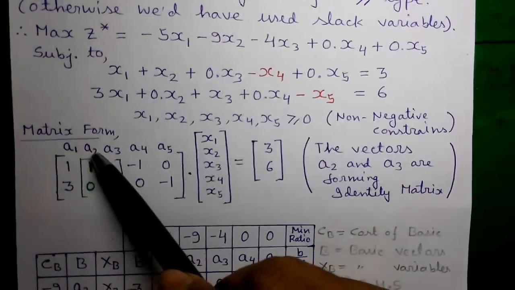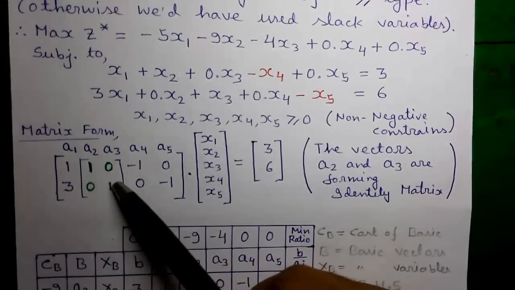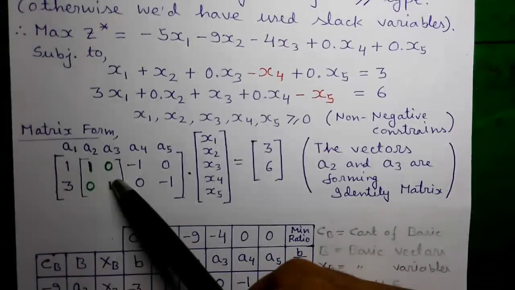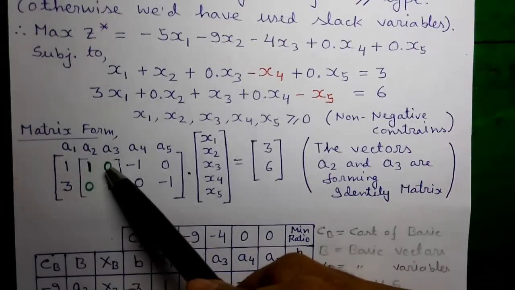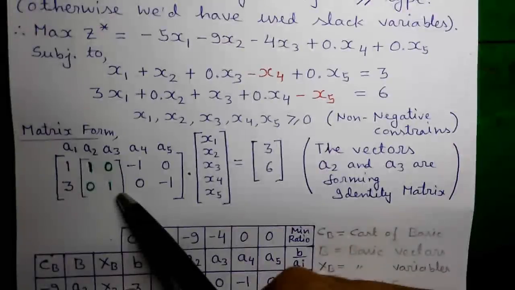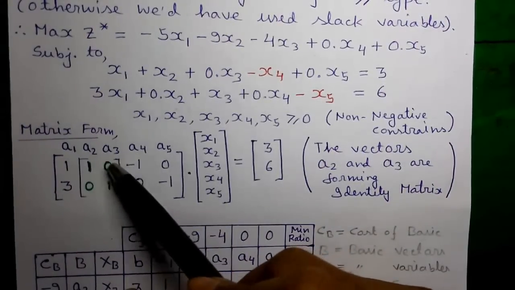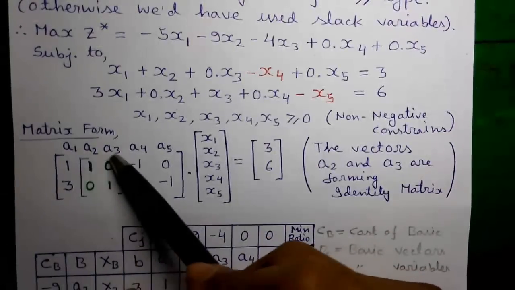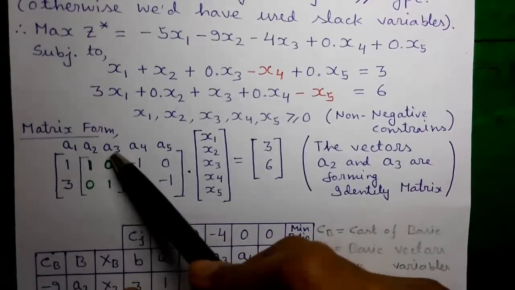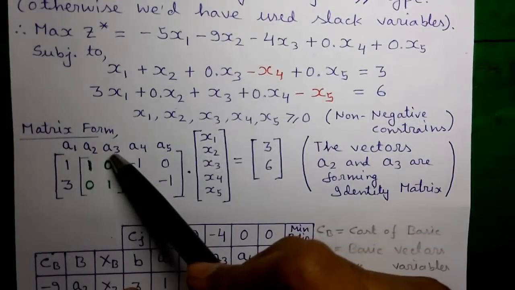Here you can see the vectors a2 and a3 are forming the identity matrix. An identity matrix is a matrix where the diagonal elements, the corner elements, are all 1 and every other element is 0. So a2 and a3 are forming the identity matrix. They are called the basic vectors and they will go into the basic vector column in our simplex table.